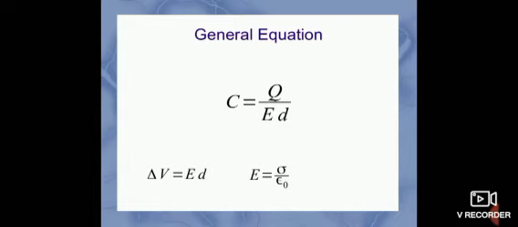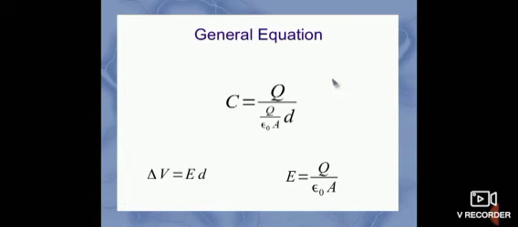We already know the value of E is equal to sigma by epsilon naught, where sigma is the surface charge density, that is equal to Q by A. Therefore, E equal to Q by epsilon naught A. We substitute the value of E as Q divided by epsilon naught A. Now, the Q and Q cancel each other. Therefore, we get C is equal to epsilon naught A by D.